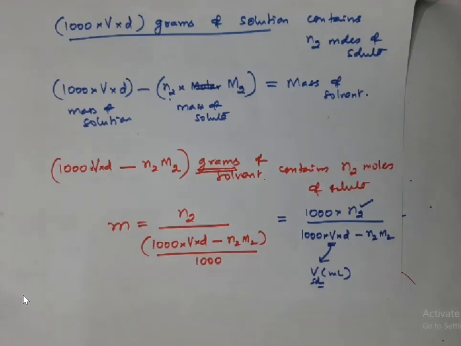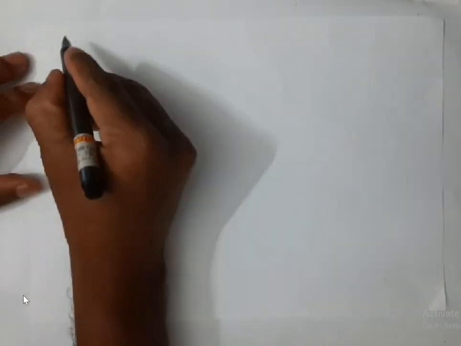Now, this is the definition for molality and how molality is related with the molarity we discussed. Now what I'm going to do, I'll introduce the next term, that is normality.